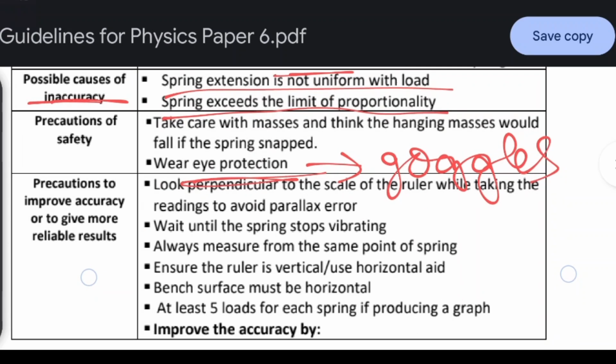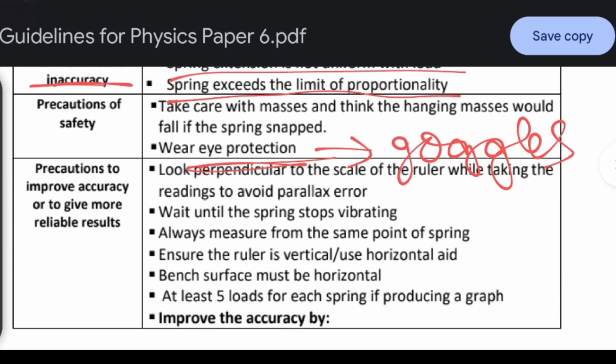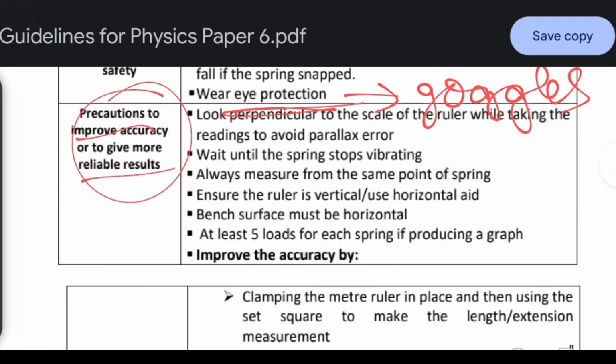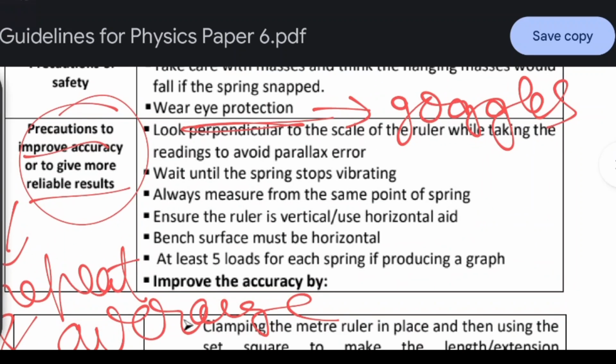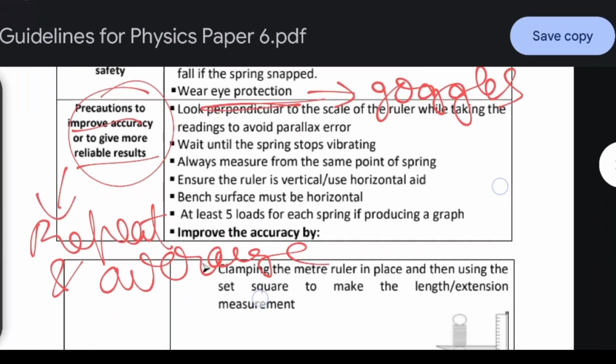Now next, look perpendicular to the scale. How can you improve the accuracy or give more reliable results? For these, there are always two things you can write: repeat and average. And usually perpendicular to the scale can be written, most of the time actually. Here repeat and average is not written, though it should be. Anyway, look perpendicular to the scale when taking the readings to avoid parallax error.